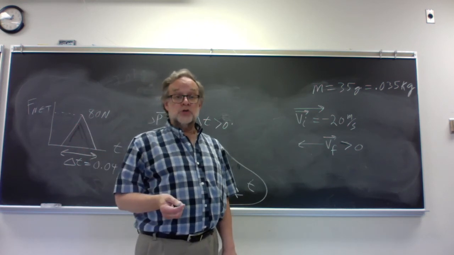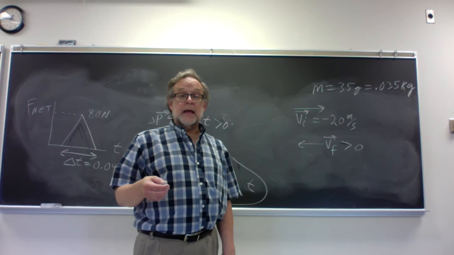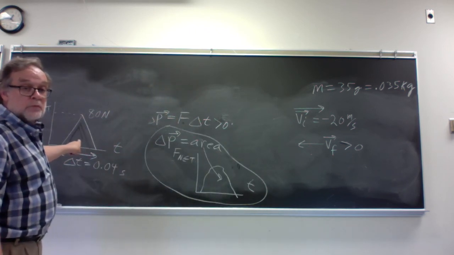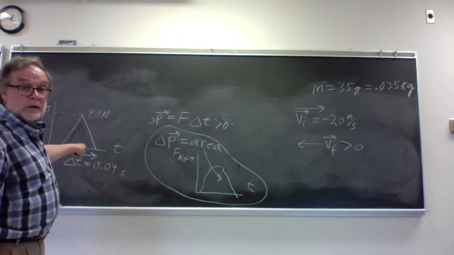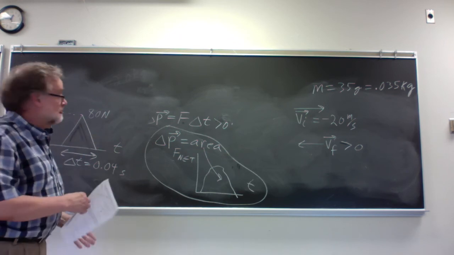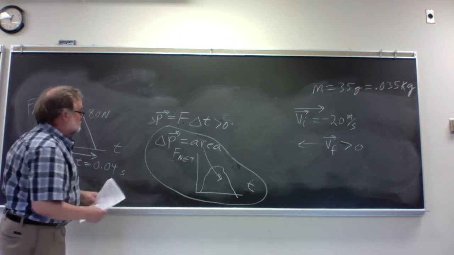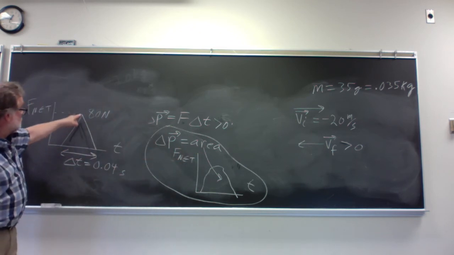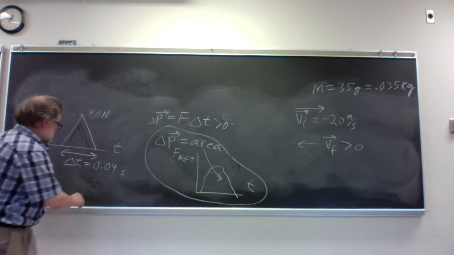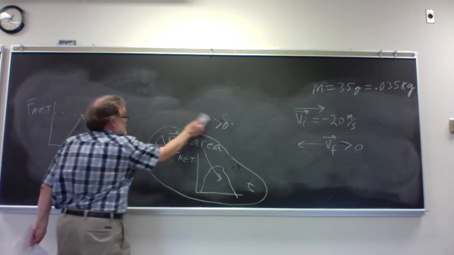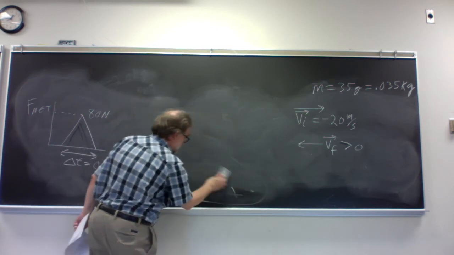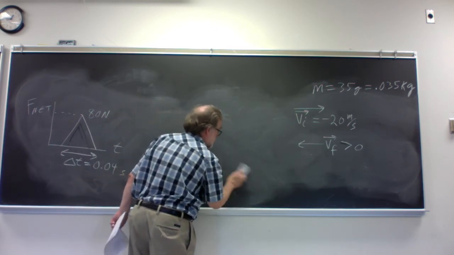And for that we use the impulse momentum theorem and the relationship between momentum change and area on the force versus time graph. So we know that momentum change is just equal to the area between the force line and the time axis whenever the force is positive. So let's calculate that momentum change.